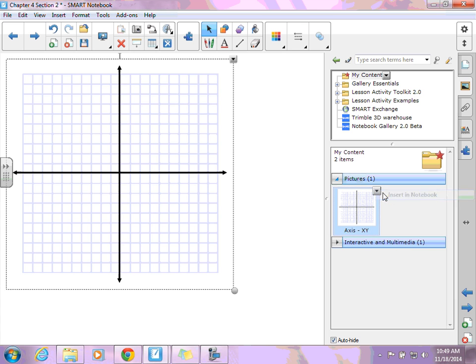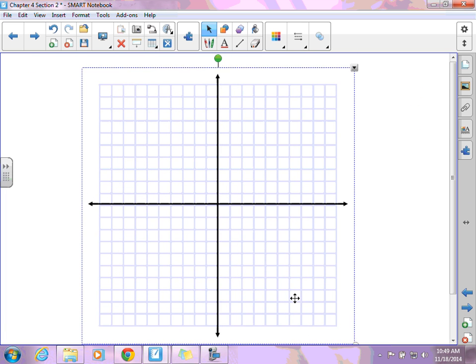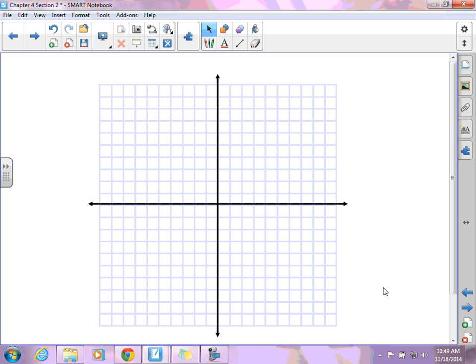Okay, so those values were negative 3, 3. Is that right? Yeah. Okay, and then I plugged in negative 1, 1. And then I plugged in 0, 3. That's not right.